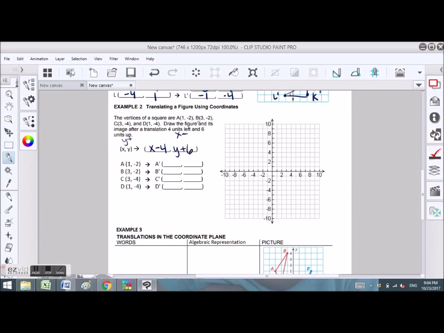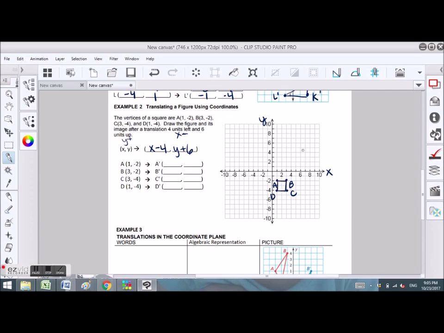So let's start with our original figure. A is at 1, negative 2, so we go over 1 on the x-axis. If it helps, you need to label your axes. So 1, negative 2. That's A. B is 3, negative 2. C is 3, negative 4. And D is 1, negative 4. So we have this very small square right here.